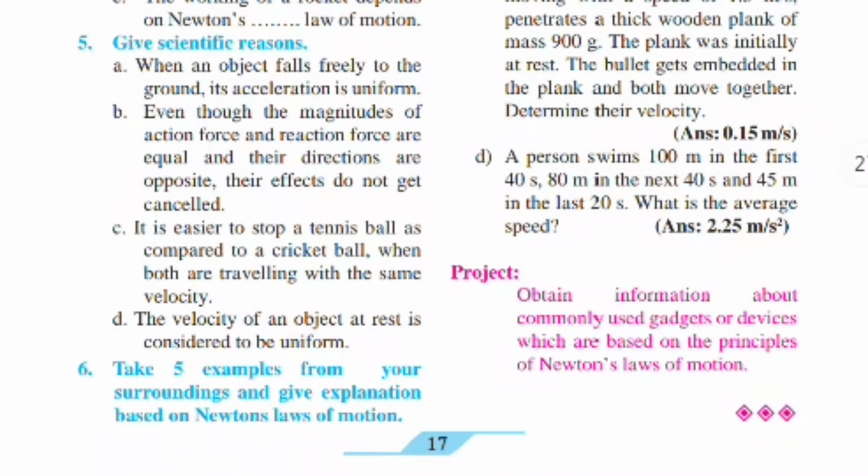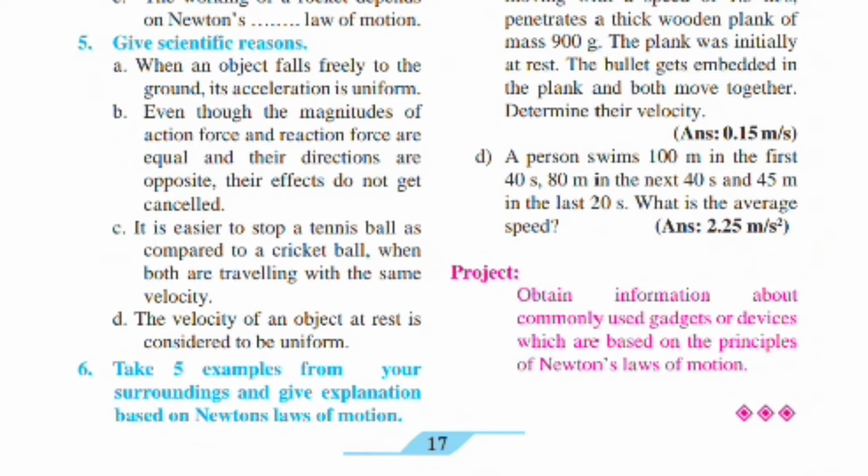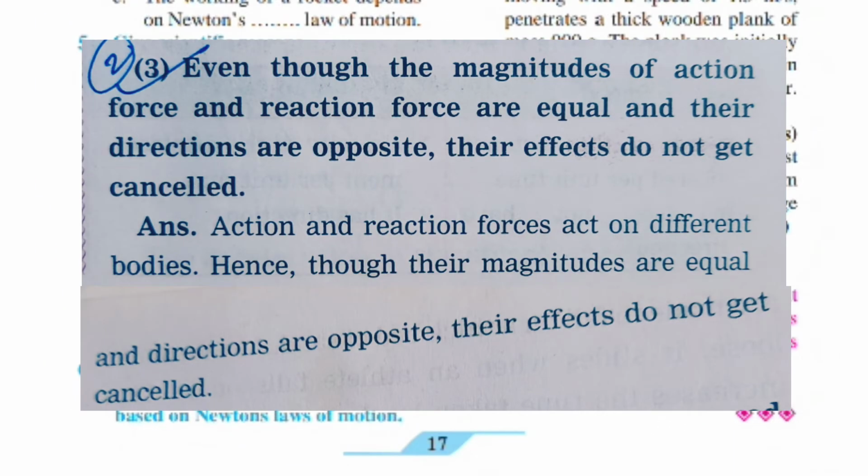Now we will go through question number 5, that is, give scientific reasons. First: when an object falls freely to the ground, its acceleration is uniform. So here is your answer, question number 5, first one. Now your second question: even though the magnitudes of action force and reaction force are equal and their directions are opposite, their effects do not get cancelled. So here is your answer of question number 5, second.